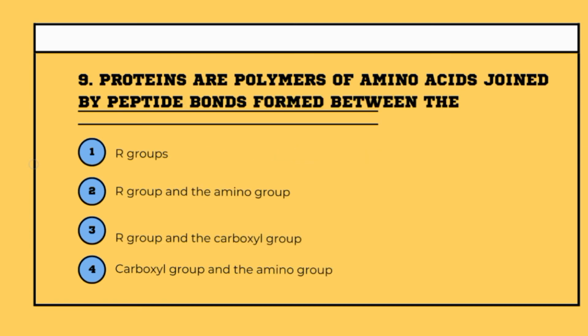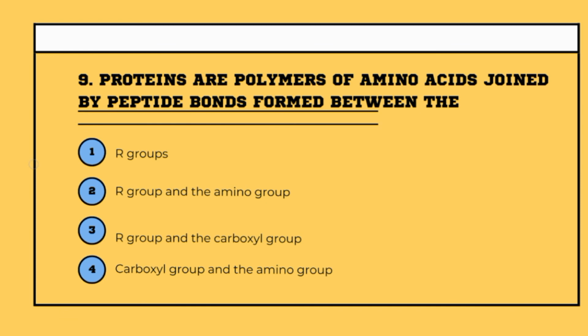Then question number 9. Proteins are polymers of amino acids joined by peptide bonds formed between the: 1, R groups. 2, R group and the amino group. 3, R group and the carboxyl group. 4, Carboxyl group and the amino group. The answer to this question is number 4. So peptide bonds are formed between the carboxyl group and the amino group.